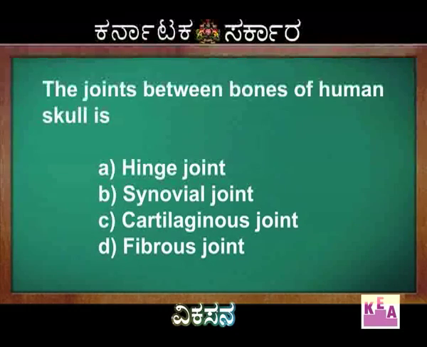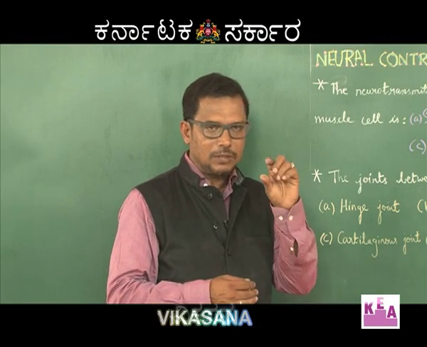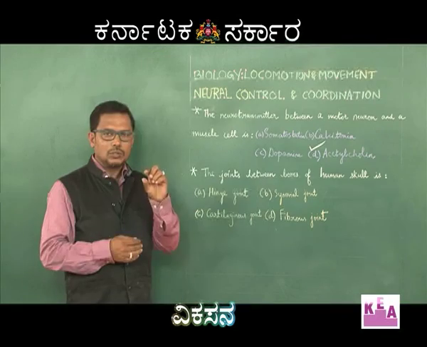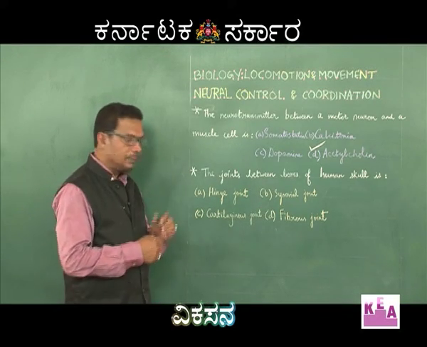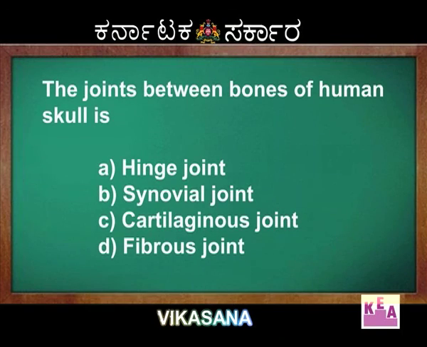So, the options here: hinge joint. As you already know, hinge joint is present in the knee and elbow. Synovial joint is nothing but ball and socket joint. Cartilaginous joint is the joint present between two vertebrae. The disc is made up of cartilage which acts as a cushioning agent between two vertebral bones. And fibrous joint. So, the answer here is option D, that is fibrous joint.